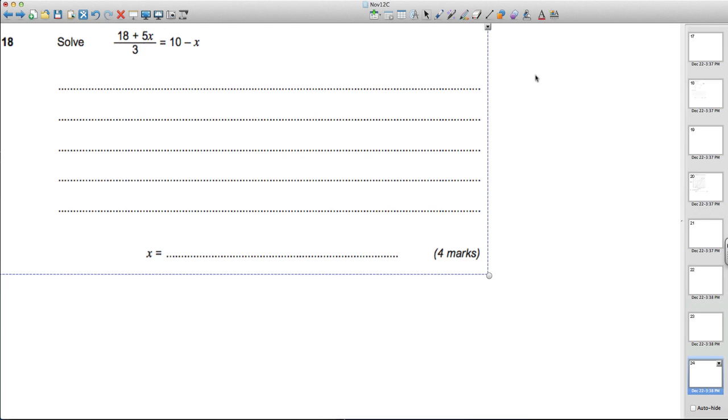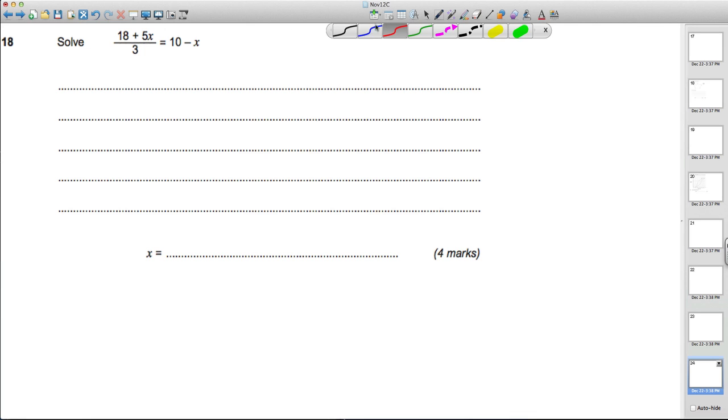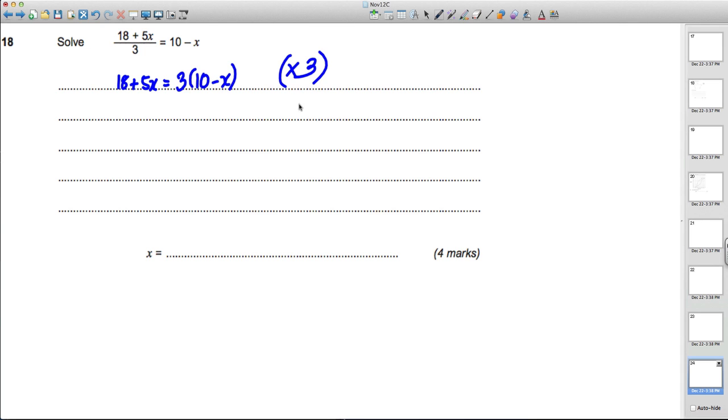Okay, we're now asked to solve the following equation. 18 plus 5x, all of that divided by 3, is equal to 10 subtract x. First things first, you've got to multiply both sides by 3 to remove that. So we have 18 plus 5x must be 3 lots of 10 subtract x. Now expand. So we would have 18 plus 5x must be 30 subtract 3x. Be careful to get that negative correct.